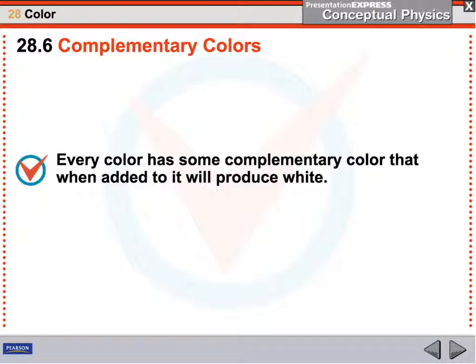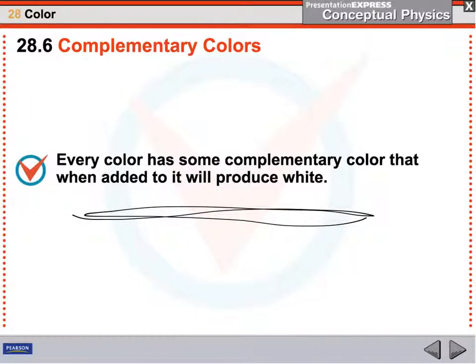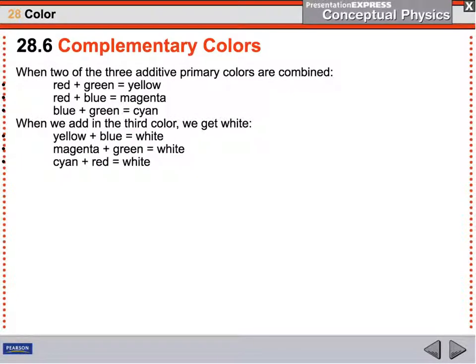Complementary colors. Every color has some complementary color that when added to it will produce white light. Key concept. When two of the three additive primary colors are combined, red plus green equals yellow, red plus blue is magenta, and blue plus green is cyan. When we add in the third color, you get white. So yellow plus blue will give you white because it's a third of the primary colors. Magenta plus green will give you white. Cyan plus red will give you white.